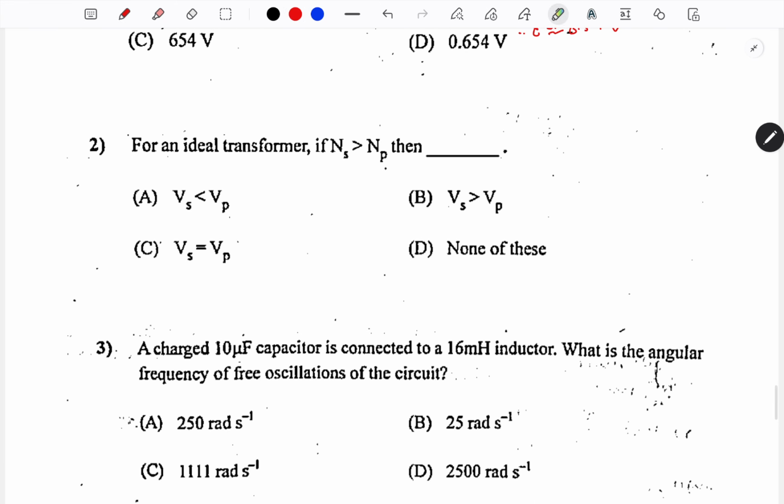Next question. For an ideal transformer, NS is greater than NP. If the number of turns in the secondary coil is greater than the number of turns in the primary coil, that means the transformer is a step up transformer, and for a step up transformer we know that Vs is greater than Vp. Our answer will be B.